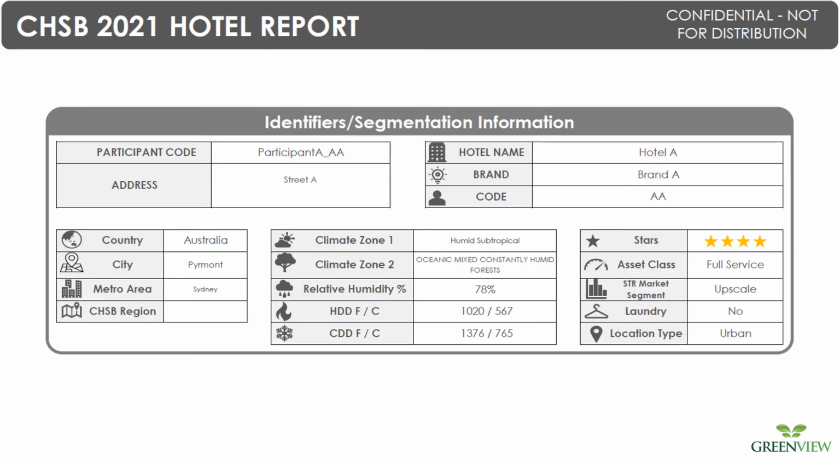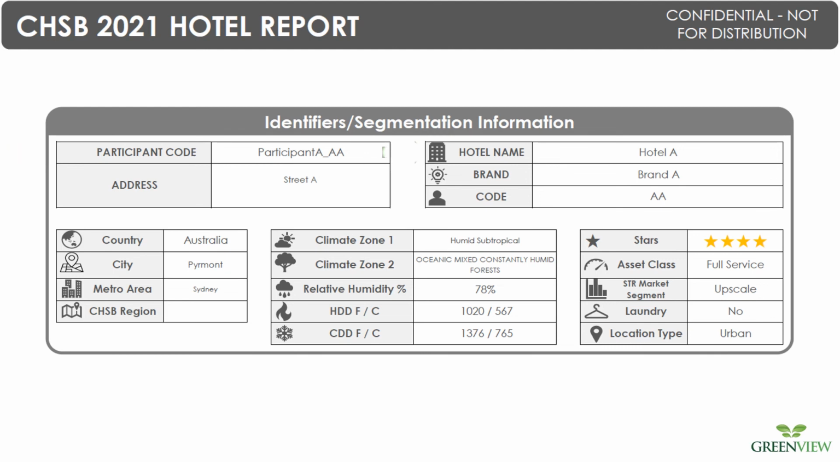The first section is called Identifiers or Segmentation Information. This is the basic profile information for the hotel. It contains the following information. Your participant code is a combination of the participating brand and the unique identifier that brand uses. For Marriott, it is the Marsha code. For Holiday Inn, the Holidex code. For Hilton, it is the Inn code and so forth.